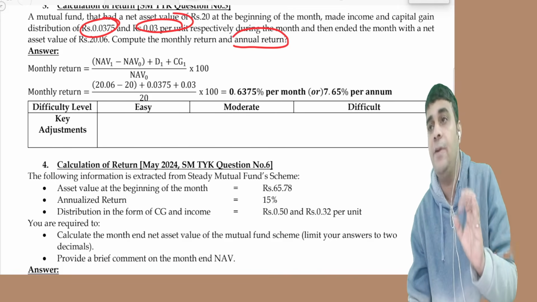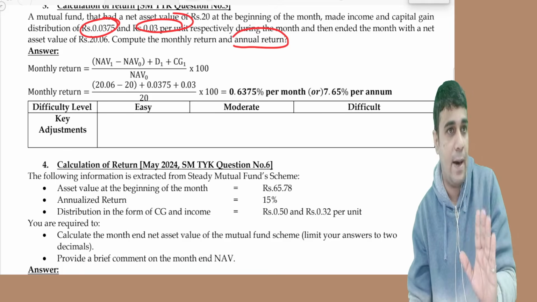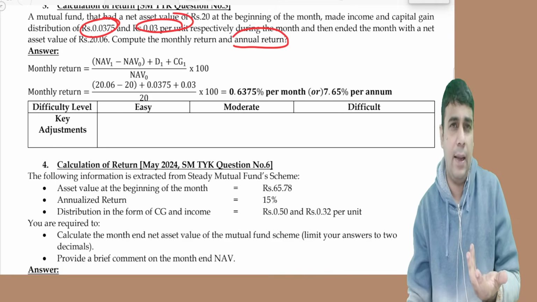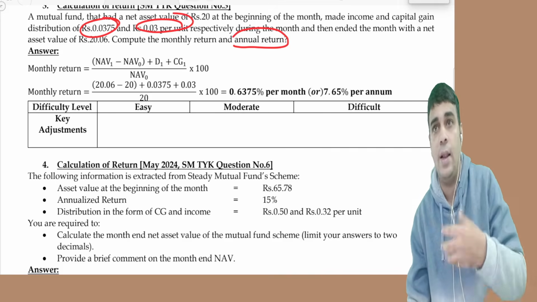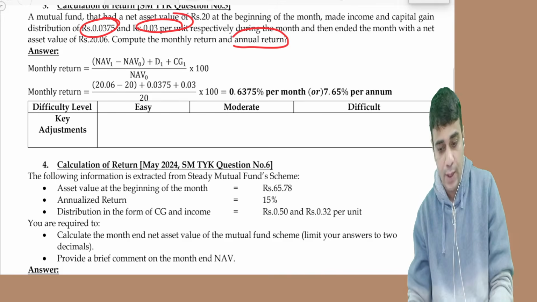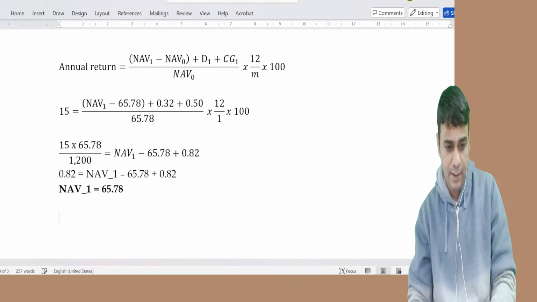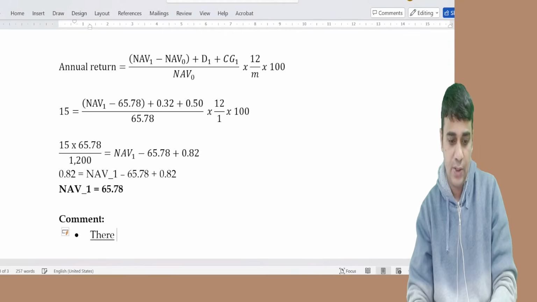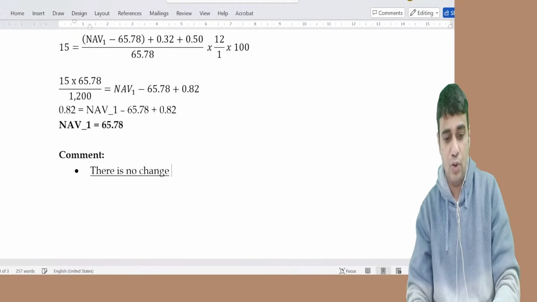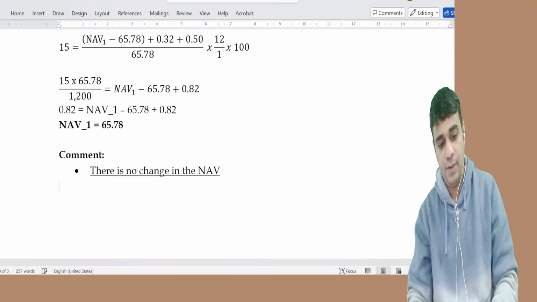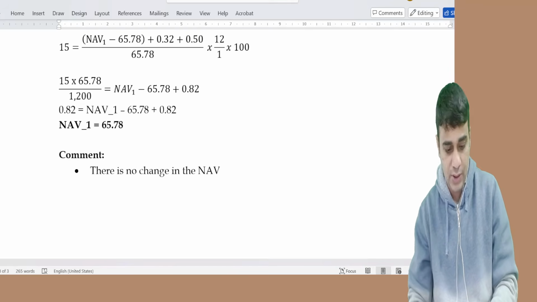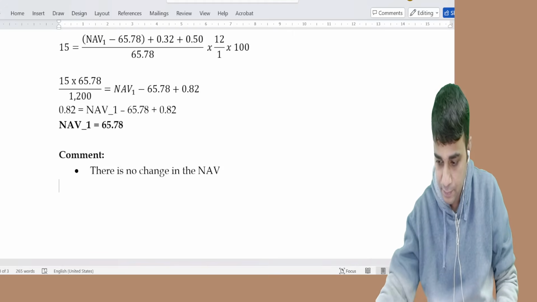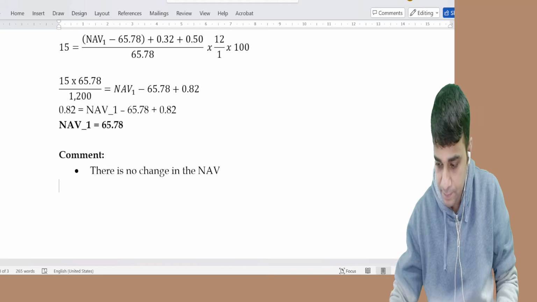I provide a brief comment on the month end NAV. I can just do a comparison of opening NAV and closing NAV. No other comment I can pass. There is nothing else I can do. No other analysis can be done. So you can write the NAV comment: there is no change in the NAV.